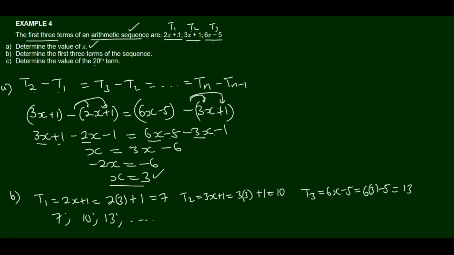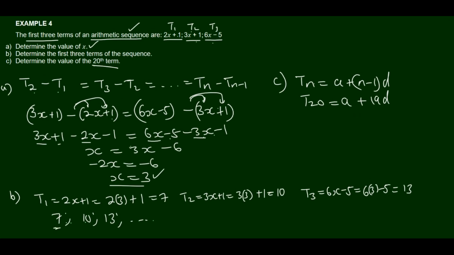Then C, determine the value of the 20th term. So C, we need to find our 20th term. Let's start with our formula. Tn is equal to A plus n minus 1 times d. So the 20th term is going to be T20 is equal to A plus 19d. So we have our A.